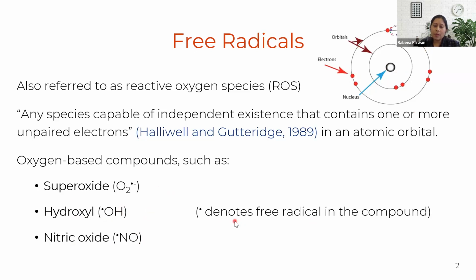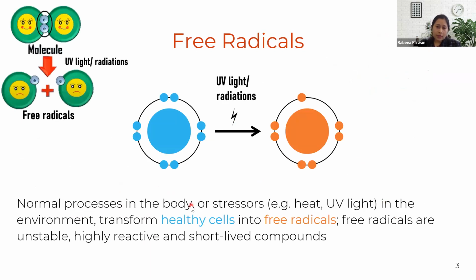Sometimes they donate their free radical in a compound. In our body, during energy production or normal processes, we are exposed to further external stresses, as well as internal stresses, like X-rays, UV radiation, smoke, pollution, or junk food. So what happens around us in our environment and internally is that they transform our healthy cells into free radicals. And this picture is showing you the example.